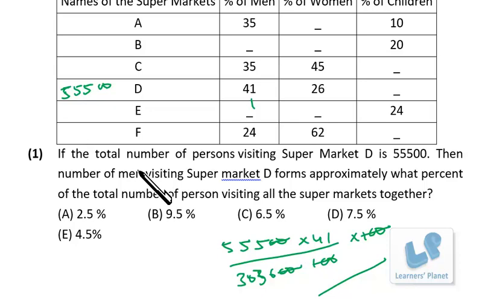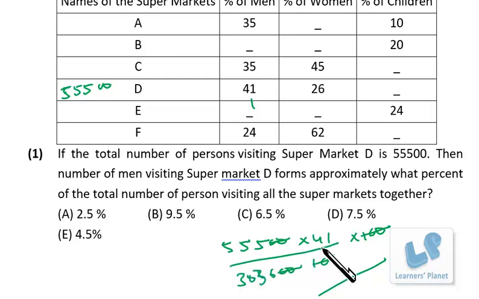Now, if you remove the decimals from the options, you'll be getting 25%, 95%, 65%, 75%, and 45%, right? Now, we are interested in finding out the approximate value. So, options are very far from each other, right? So, you can get the approximate answer. Now, for approximate answer, what you have to do, just listen to me very carefully. See, 555 into 41, the figure, I am not interested in decimal position and in zeros. This figure will definitely cross 22,000, right?